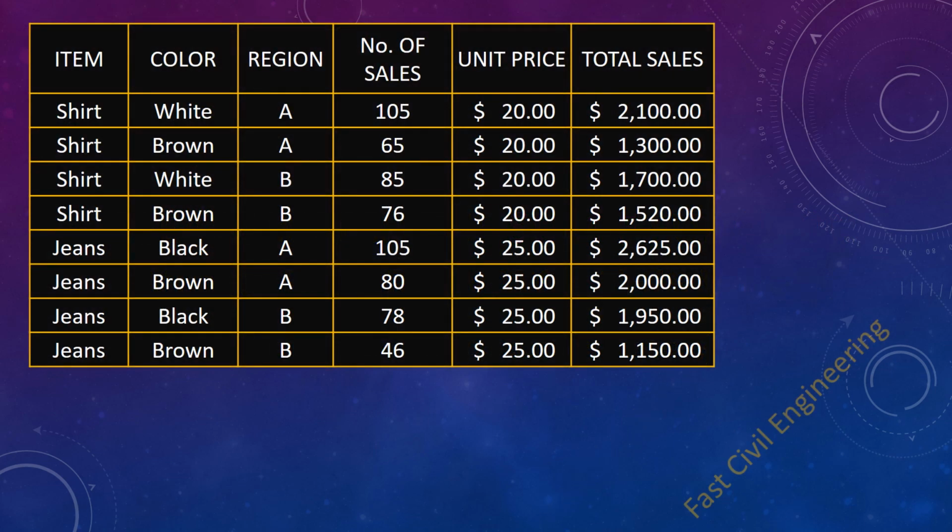This is the table of total sales detail. For example, consider the first row: white color shirt, 105 numbers sold, in region A. One shirt is $20, therefore the total sale is $2,100.